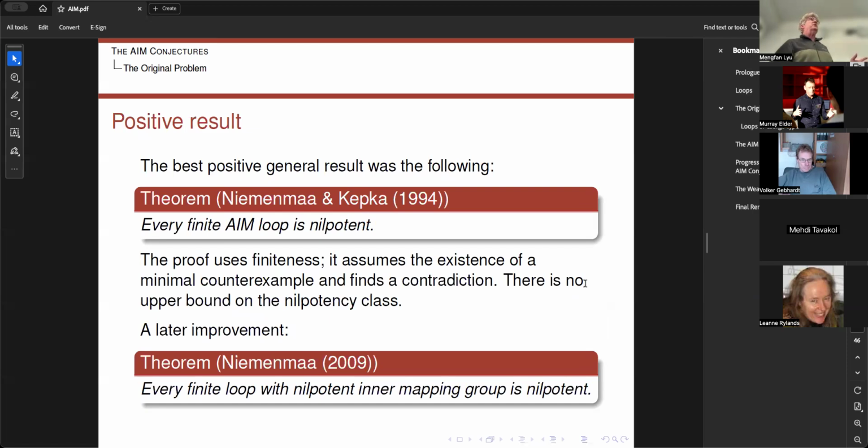The best general result is this one from 1994, proven by Niemann, Ma, and Kepka, who proved that every finite AIM loop is nilpotent. But their proof used finiteness in a very essential way. They just assumed there's a minimal counterexample and found a contradiction. There's no upper bound on the nilpotency class. In particular, it could be anything from their proof, as far as is known. Later, Niemann himself improved it: every finite loop with nilpotent inner mapping group is nilpotent, but again, no relationship between the nilpotency classes.